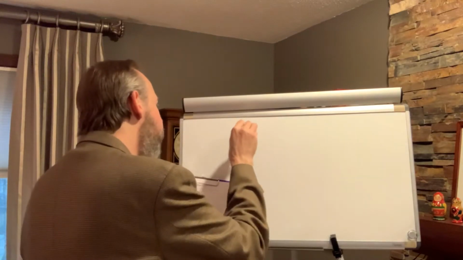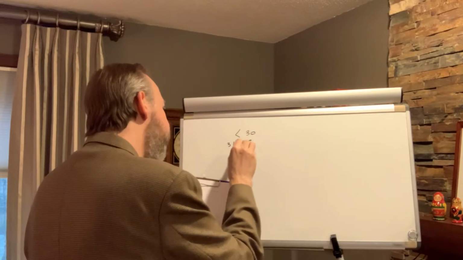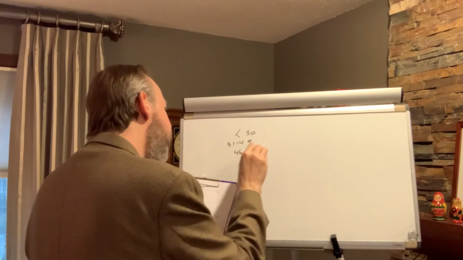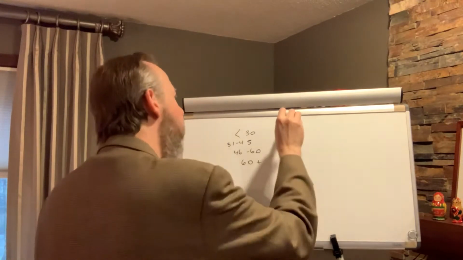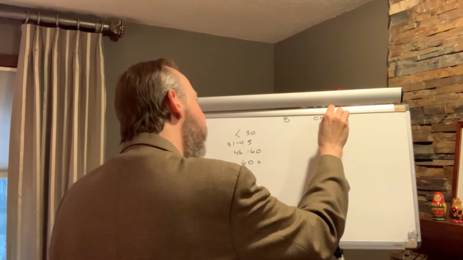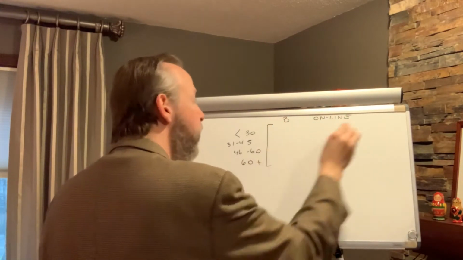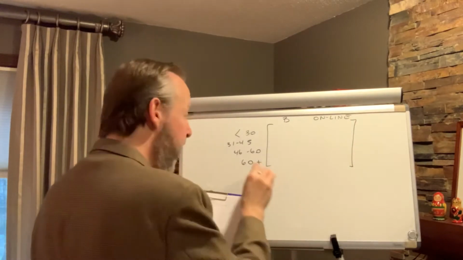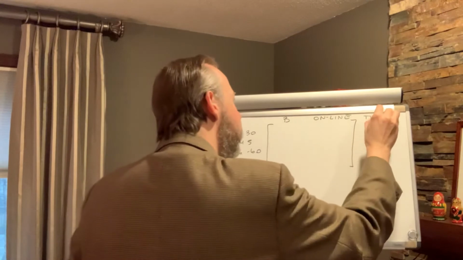So we had people that were under 30, between 31 to 45, 46 to 60, and 60 plus. Then we had people that chose branch banking or online banking. And they gave you, in addition to that, as if you could not add, they gave you the totals in both margins.